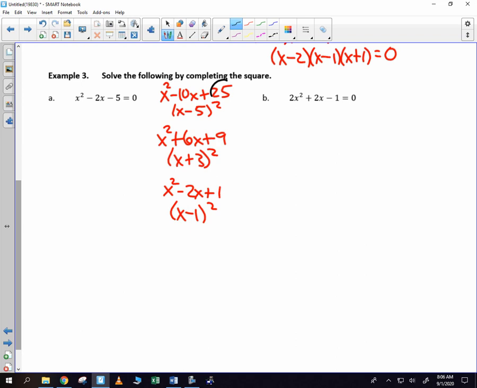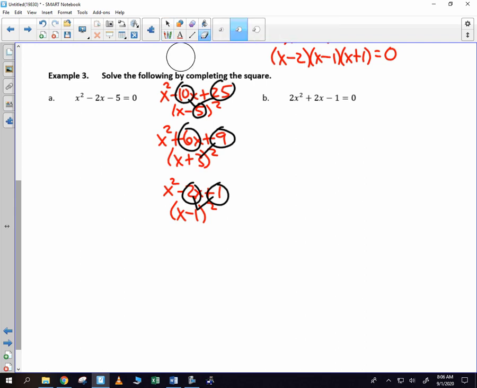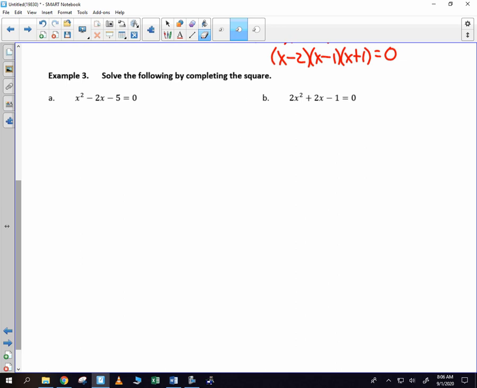First of all, the 25, you can see the square root is 5, and then this number is double that number. So the square root of 9 is 3, doubled is 6. The square root of 1 is 1, doubled is 2. So you can see the relationship that exists there. So what we want to do is take these equations, and instead of using the zero product property, we're going to complete the square.